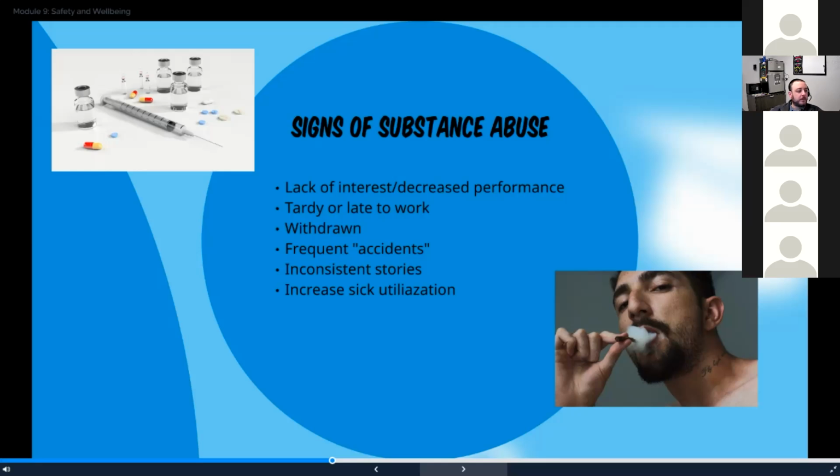So as providers, we should be watching our other providers, making sure that we identify any of these issues, especially in the paramedic world where we have easy access to narcotics and other substances. Definitely something to be watching out for in your coworkers. And if you identify any of these issues, bring it up as soon as possible.